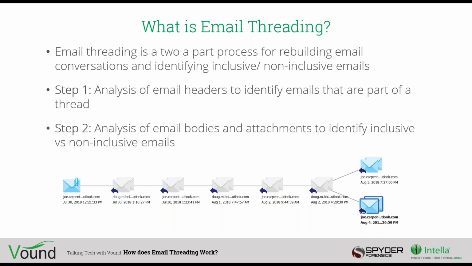So for step one of the process, Intella's going to go through and perform analysis on all the email headers within the case, providing you run email threading on all emails. But what it's doing is trying to identify emails that are part of the individual conversations that are going on. In step two, Intella will analyze the email bodies and attachments to identify inclusive versus non-inclusive emails.